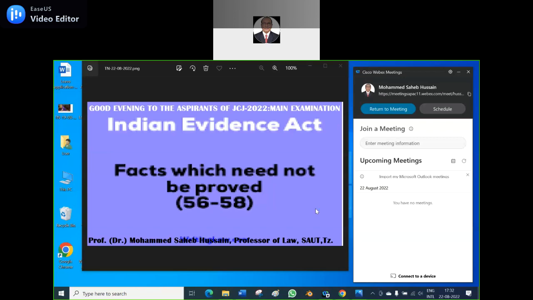Yes, good evening to everybody, to this class. This is the class for the JCJ, that is the Junior Civil Judge 2022, conducted by the state of Telangana for the main examination. And yesterday I made it very clear that I am going to deal today with the facts which need not be proved, that is Section 56 to 58.